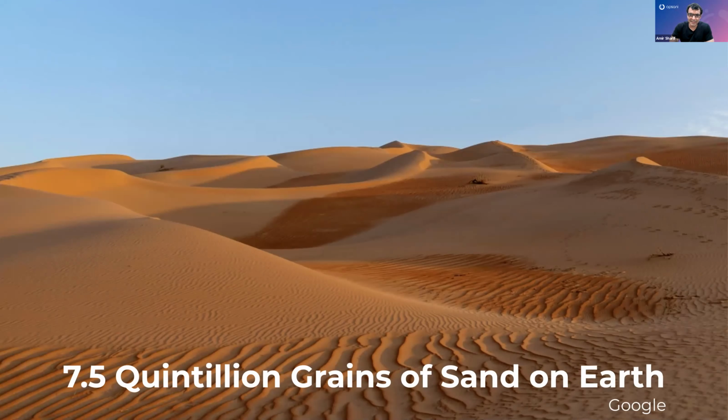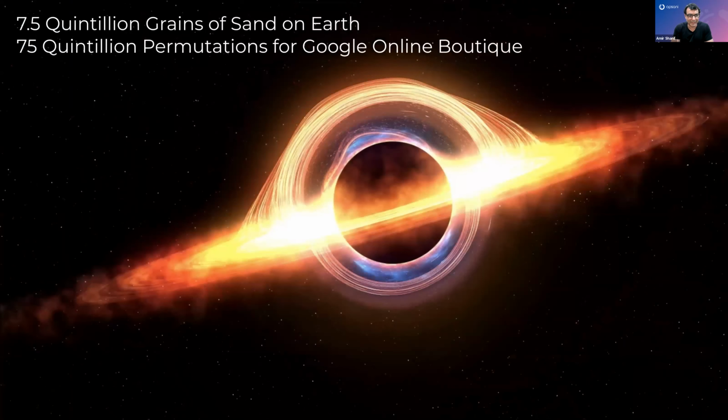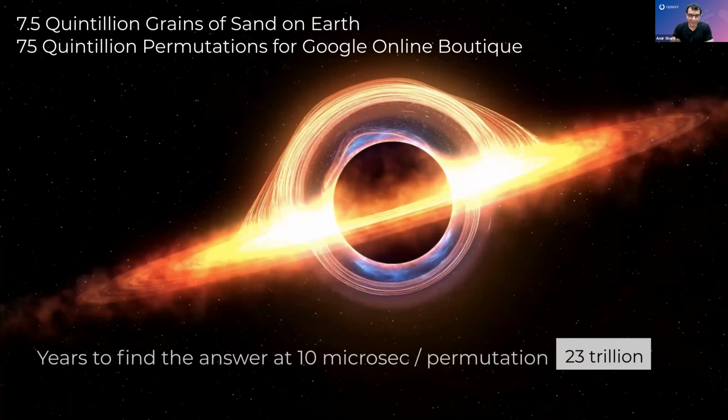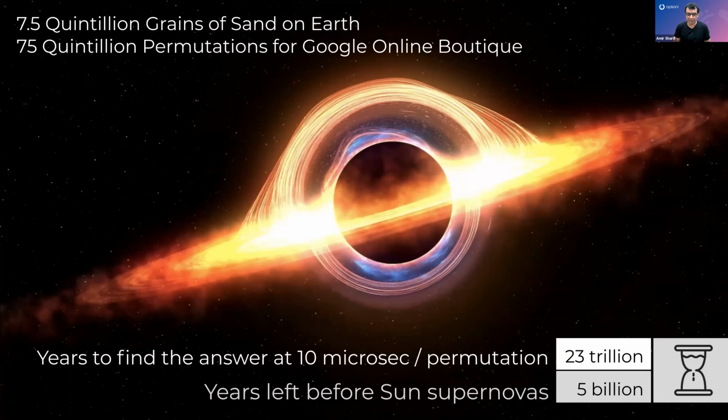And the answer is, when you're dealing with 75 quintillion permutations, let's assume that you took 10 microseconds per permutation to run through the 75 quintillion combinations, it will take you 23 trillion years. The only problem is that the sun goes supernova in about 5 billion. So we run out of time. Binary search using our current computation capabilities will not get us there. So we have to have a different technique.